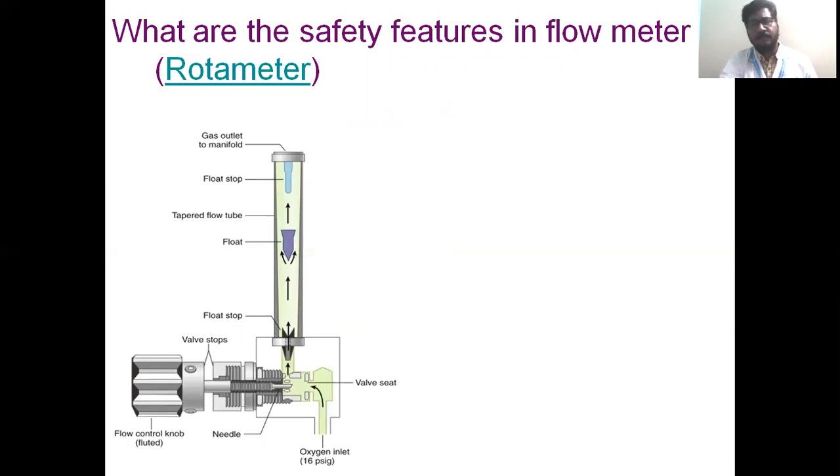Now coming to the flow meter. Flow meter is very important. It is also called a rotameter. We have a tube with a bobbin inside, with variable tapering and constant tapering tubes. We have a flow control knob which is fluted, and a valve stop. We have a needle and an oxygen inlet at the rate of 16 psig. We have a valve seat and the floats.